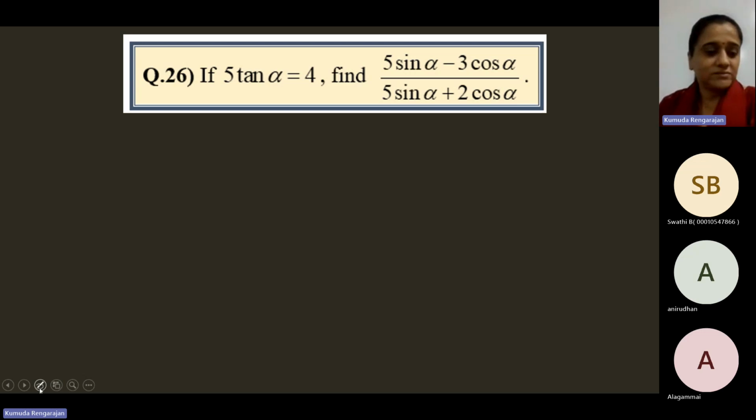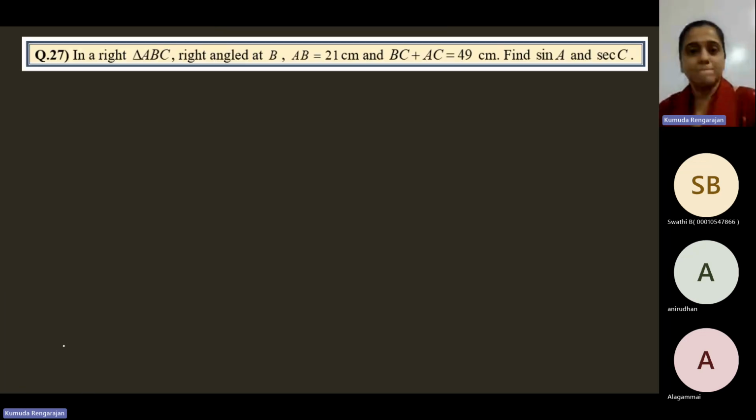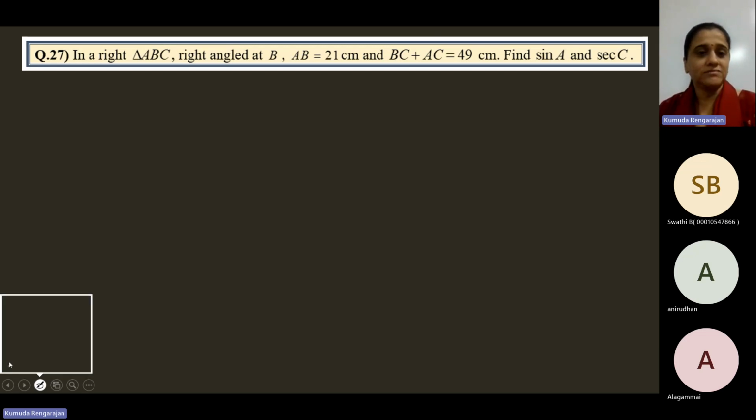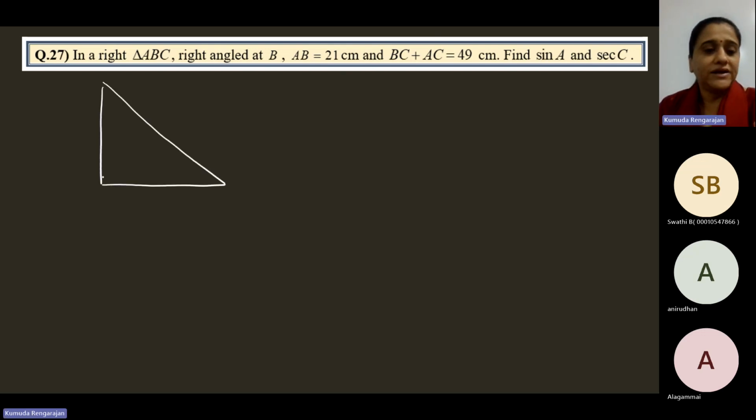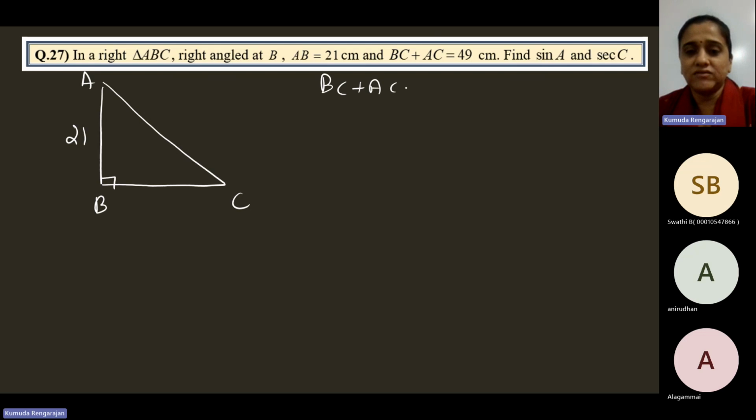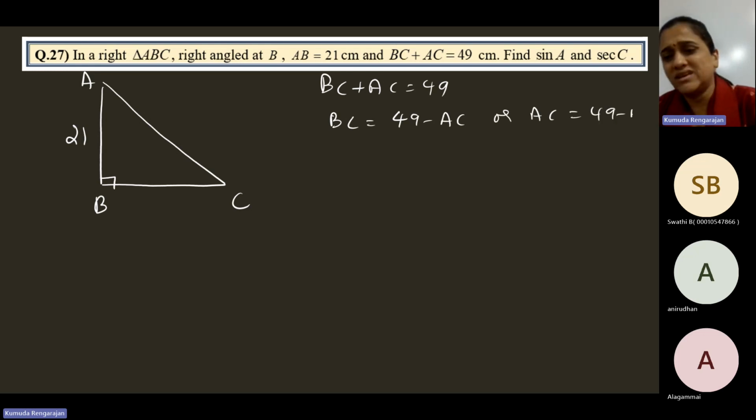So this one, I think we discussed this. This is from NCERT. Right triangle ABC, right angle at B. AB is 21. BC plus AC is 49. So what is BC? 49 minus AC. Or what is AC? 49 minus BC.